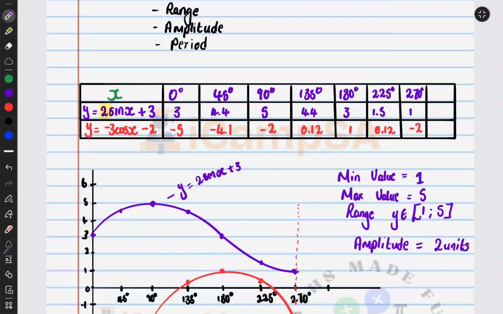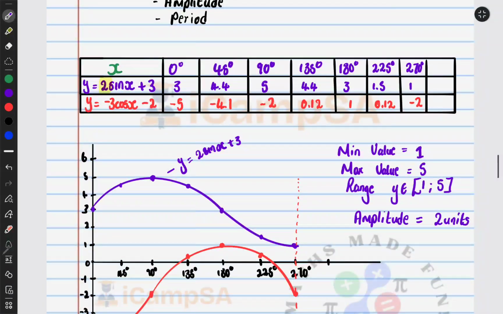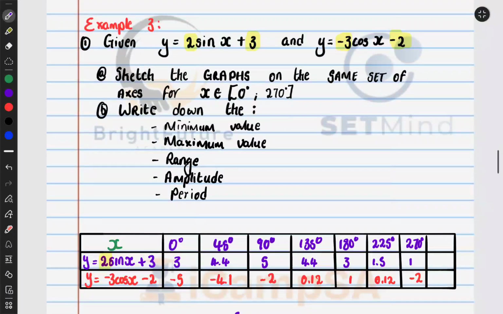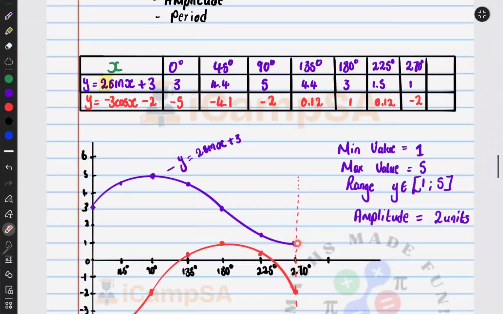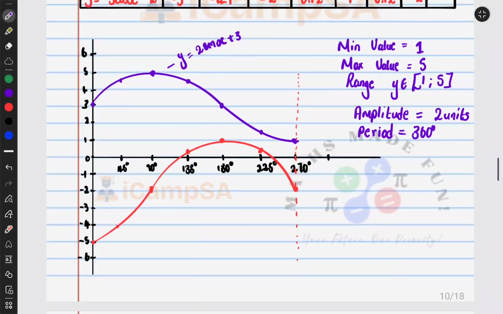And then next is the period. So even though the domain that they gave you here is from 0 to 270 degrees, you come here to your function, you see that the function is not complete, so it hasn't completed a full cycle, therefore our period remains. Our period is still what? The period is 360 degrees, so it hasn't changed. It's just a way of trying to trick you, so don't make a mistake with such.